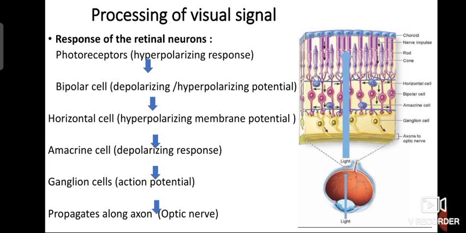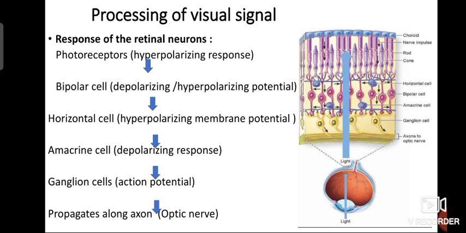Now the processing of visual signals. Response of the retinal neurons: in the photoreceptor, hyperpolarizing responses are generated. It goes to the bipolar cell, and the bipolar cell has depolarizing and hyperpolarizing potentials. It goes to the horizontal cell, where hyperpolarizing membrane potentials are generated, and then to the amacrine cell, which has a depolarizing response. Then to the ganglion cell. The ganglion cell produces action potentials propagated along the axons of the optic nerve.